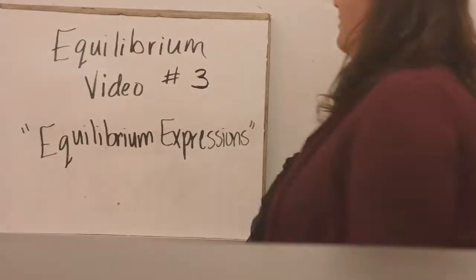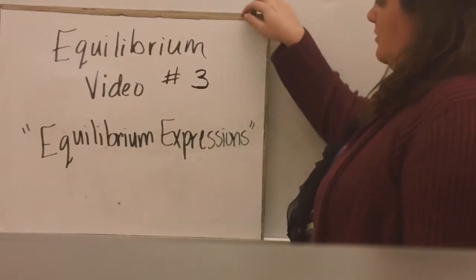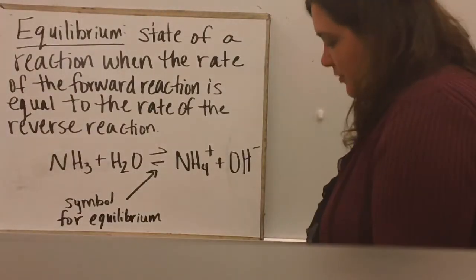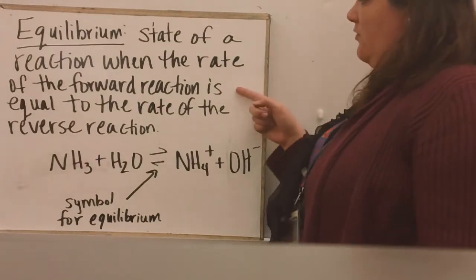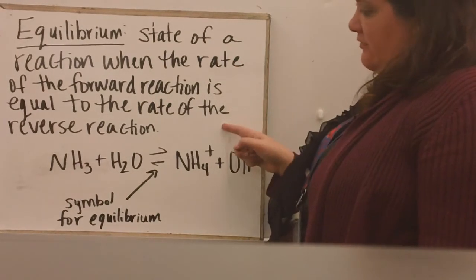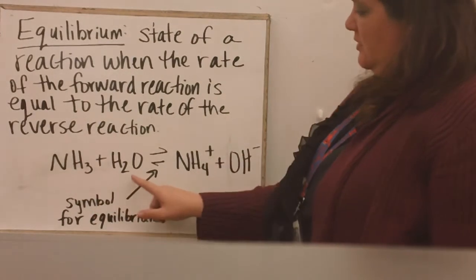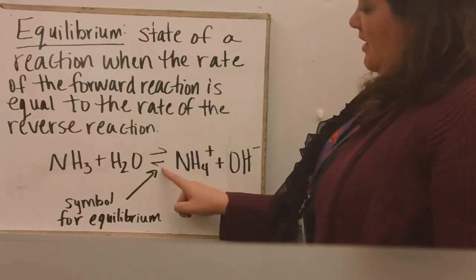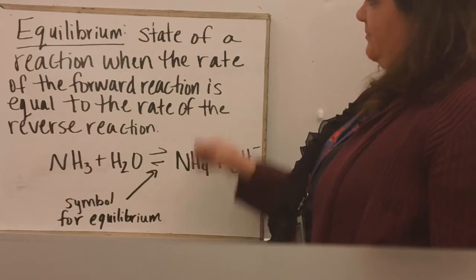So today we're going to talk about equilibrium expressions. This is equilibrium video number 3. You recall I told you before that equilibrium is the state of a reaction when the rate of the forward reaction is equal to the rate of the reverse reaction. An example would be ammonia plus water making ammonium ion and hydroxide. And the double arrow is what we use to symbolize that the reaction is in equilibrium.